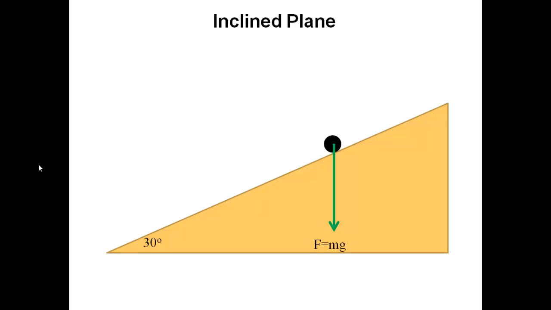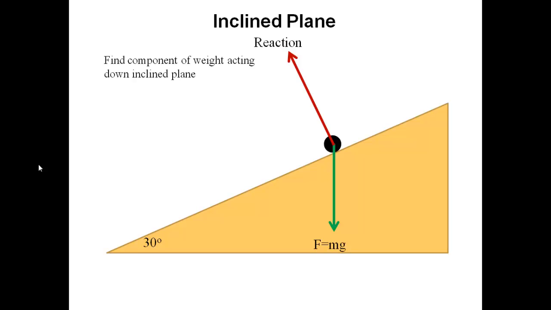There will also be a force which is acting at right angles to the surface. This is called the reaction, or the normal. So what we want to do is find the component of the weight which is acting down the inclined plane. So we take the weight and find out what component of this is actually in the down the slope direction. So here again, we draw the perpendicular to the slope.